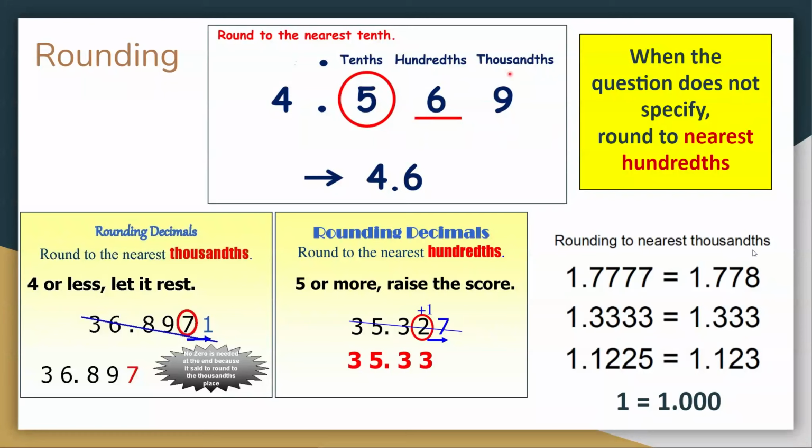Final thing, say you just have a 1 and I wanted you to round it to the nearest thousandth. All you have to do is add a decimal and some zeros up to the number that I'm asking you to round it to. So it would be 1.000. And that's it.